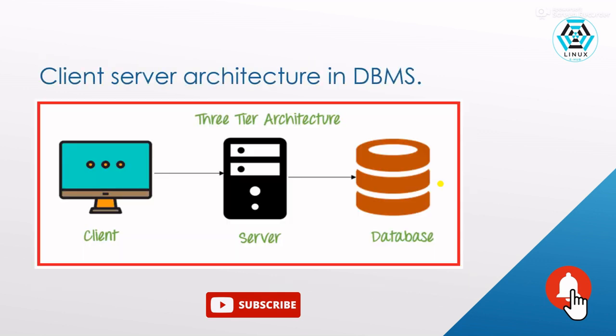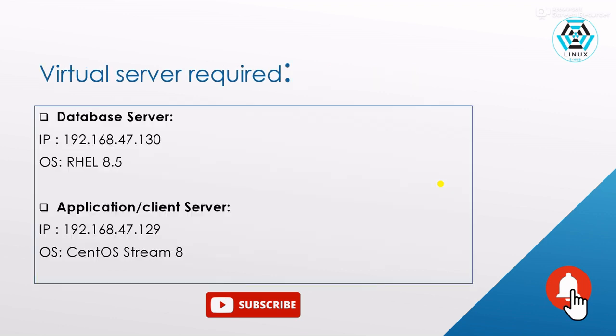Now in this video, we will take one database server and another client server. In the database server, we will install the PostgreSQL database and configure it. And from the client server, we will try to connect to the database server using port 5432. For this requirement, we will take a database server with OS RHEL 8.5, and the application server will be CentOS Stream 8. Let's start the video.